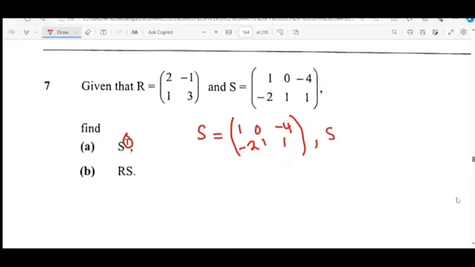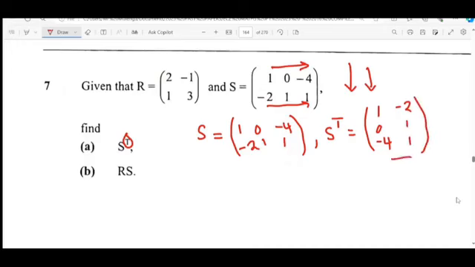To find the transpose of matrix S, we just change the rows so that they become the columns. You can see this is a row, which will turn into a column like this, so we are going to have 1, 0, -4. This other row again turns into a column like this, so we're going to have -2, 1, 1. This is the transpose of matrix S.